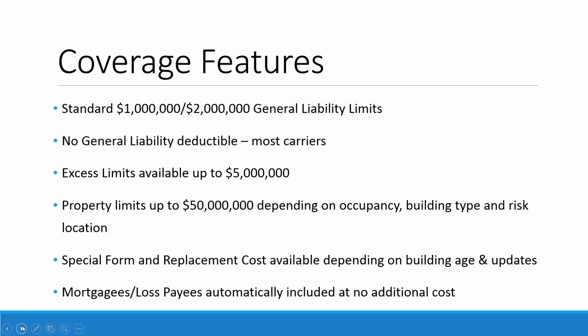That's not a problem. But we will be looking for those updates, and we are looking for full updates within the last 30 to 35 years to the wiring, plumbing, heating, and roof. And again, without those, if I have a market for it, I would be offering you basic ACV. And then, a lot of these are mortgage type buildings, so we can include the mortgagees and loss pays. They're automatically included on the policies at no additional cost.